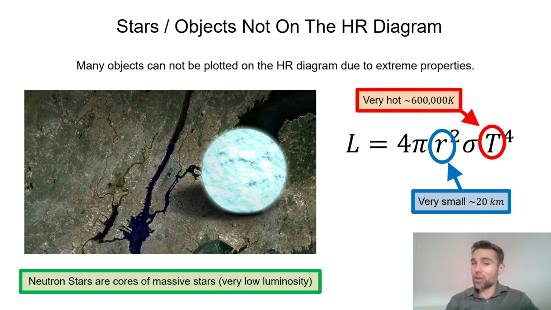They might be very hot, so they could be hundreds of thousands of Kelvin surface temperature, but they are incredibly small. And because of this, they have extreme properties that can't be plotted on the HR diagram. So they have very hot temperatures that can't be plotted, but it also affects their luminosity as well. They're not actually very luminous because they're incredibly small despite being very hot.